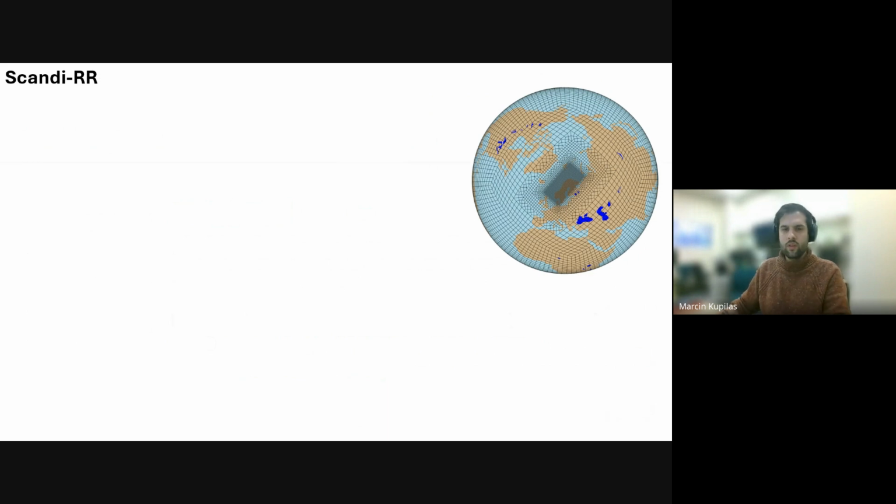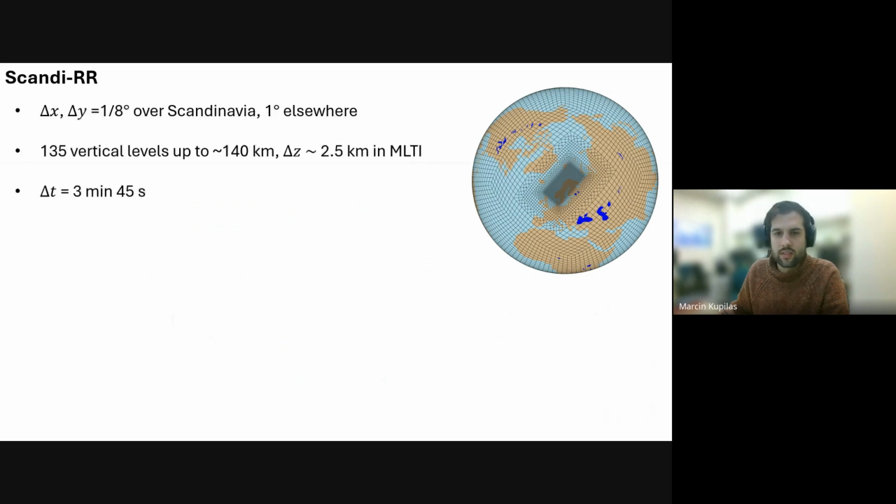The thing I'll be talking about today is a model we've been developing called Scandi-RR. So it's just a picture of the grid to the side. The grid has a 1/8 of a degree horizontal resolution over Scandinavia, as can be seen, and then of course 1 degree grid outside of the nest, where you can see the high resolution region here, and then steps out onto 1 degree. It's 135 vertical levels with approximate vertical resolution of 2.5 kilometers in the MLTI. The time step of the model is 3 minutes and 45 seconds.